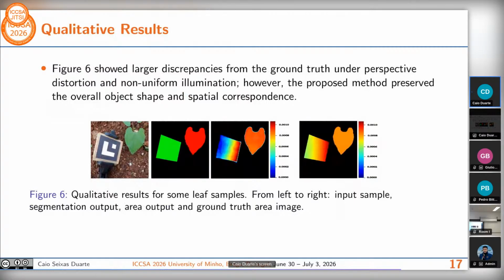And this second example represents a more challenging scenario. In this case, there is a greater perspective distortion and non-uniform illumination, making the segmentation and error estimation tasks more difficult. As a result, we observe slightly larger differences between the estimated error map and the ground truth, especially in the marker region, where the error distribution became less homogeneous. Even so, it's important to highlight that the model correctly preserves the overall object shapes and maintains good spatial correspondence, which demonstrates robustness even under more challenging conditions.